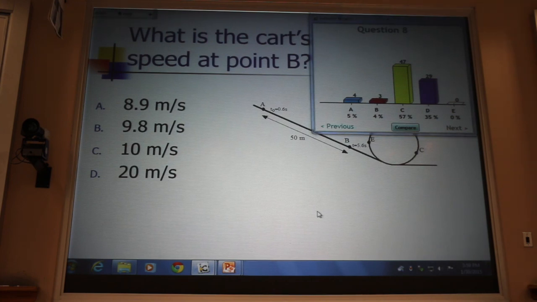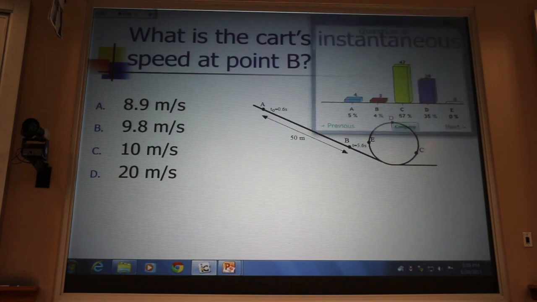It is not C. If I take 50 meters and I divide it by 5 seconds, I get 10 meters per second, and that is a velocity, but what flavor of velocity? Average. That's the average velocity. Now, if it starts with zero velocity and it ends up with an average of 10, the final velocity must be 20. The answer is D.